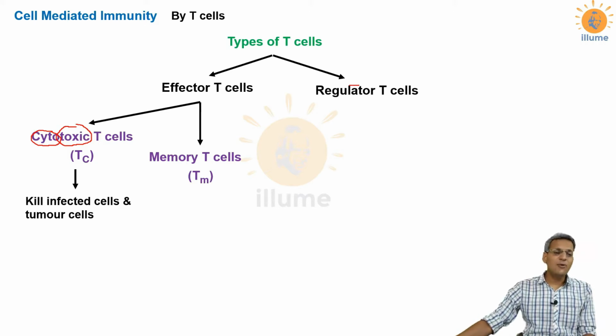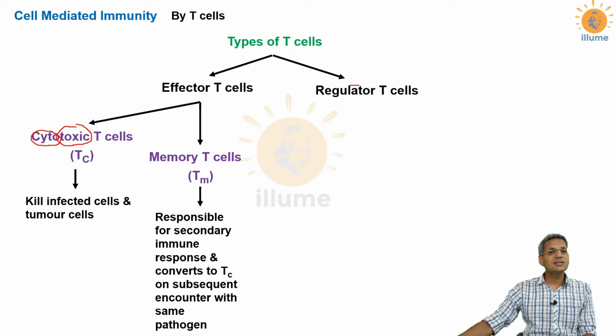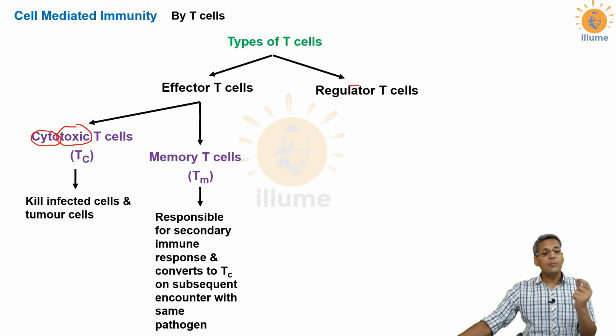Memory cells, as we have discussed in our previous lectures, memory T cells are responsible for the secondary immune response, and whenever your body encounters the same antigen or pathogen a second or third time, your memory T cells transform into cytotoxic T cells and act rapidly against those antigens or pathogens.